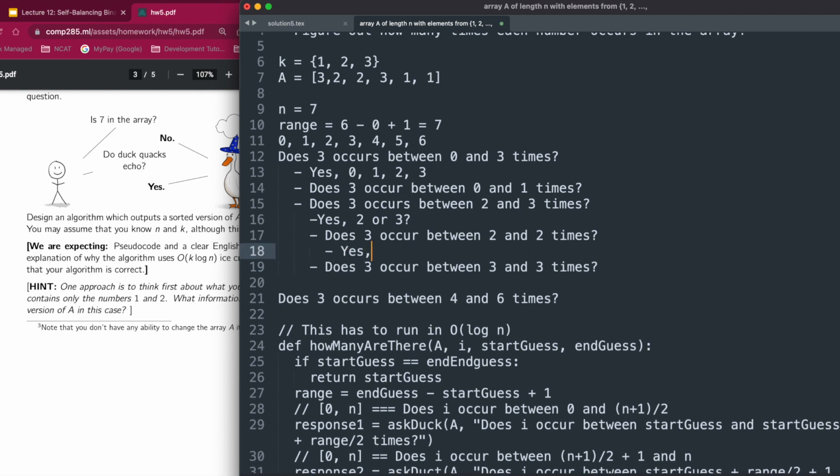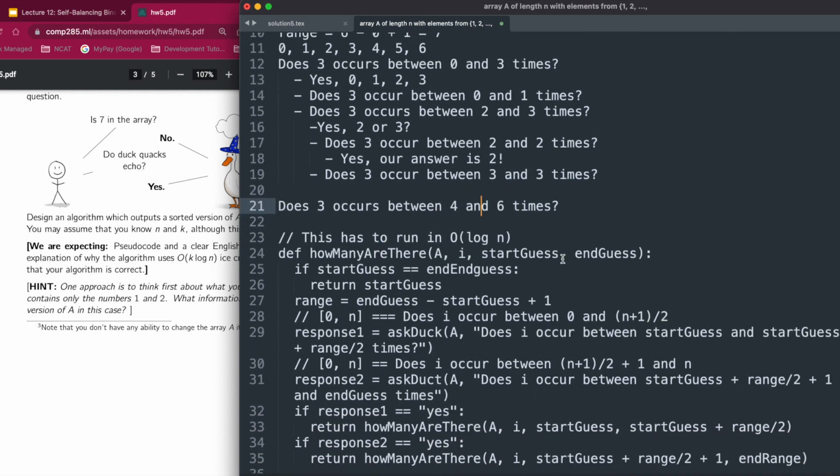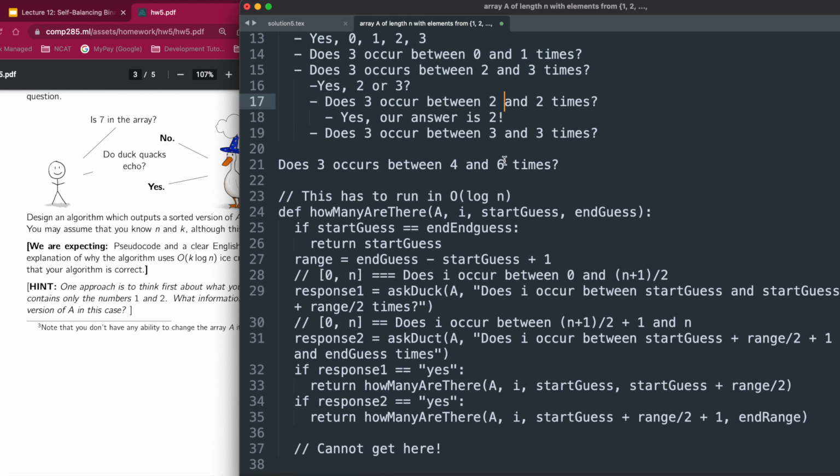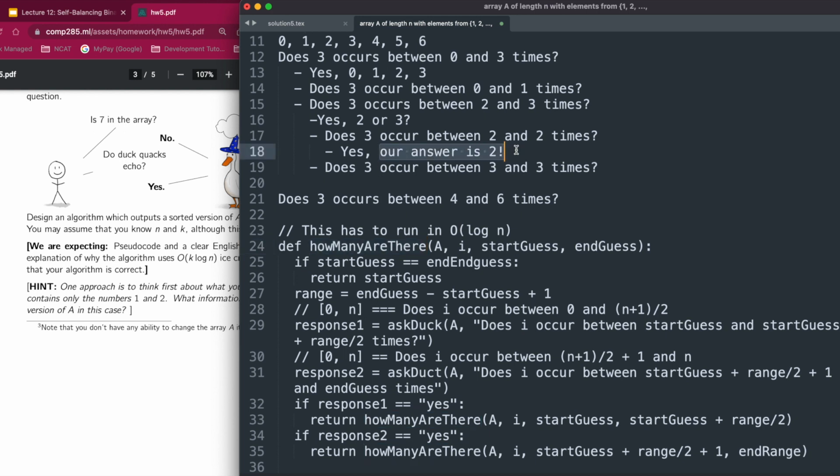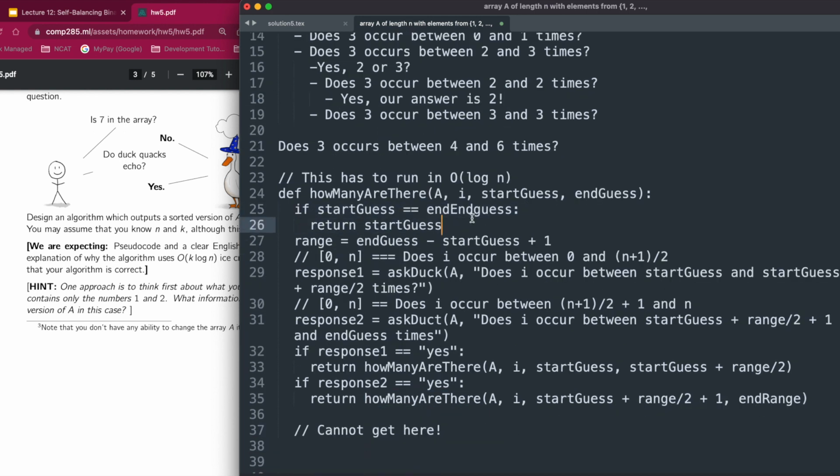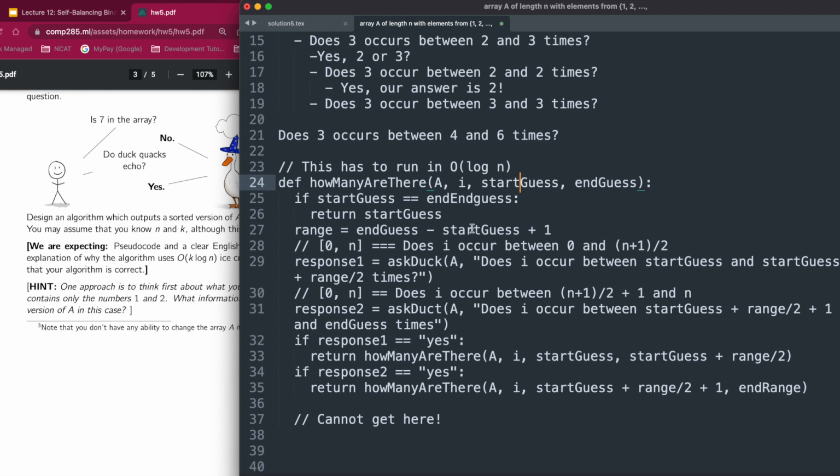So this is yes, and we know that our answer is 2. From that point of view, you can already see that we split the possible space of answers in half each time, which means this basically takes log of n, because how big is our range at the beginning? It's from 0 to n, and each time we split it in half, so it's going to take log n splits in order to get to the very end, and then once we get to the end, we'll have our answer because we'll hit this base case where our guesses are exactly equal to each other.